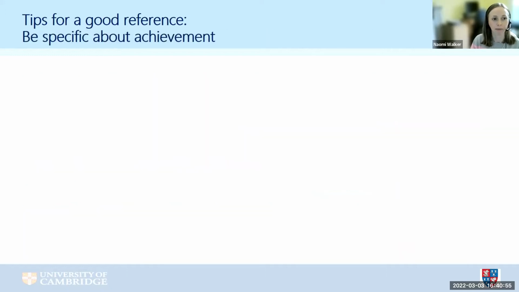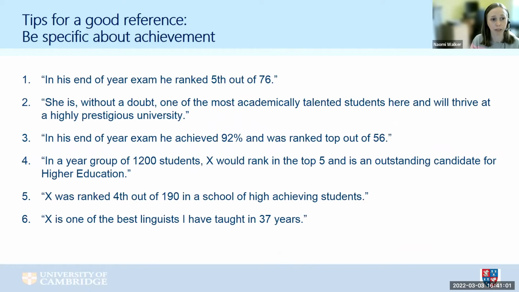Next tip is be specific about achievement. And we're seeing this increasingly in references. I think schools are actually getting very, very good at being very specific about achievement. So I've got some examples here. I'll let you have a read through them. But as you'll see, all of these are very specific.